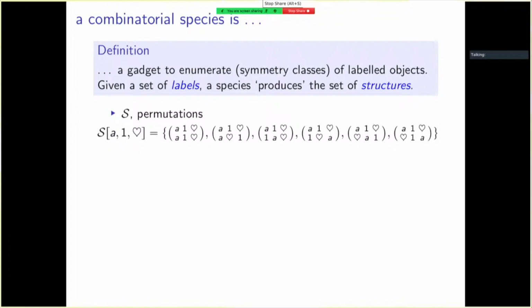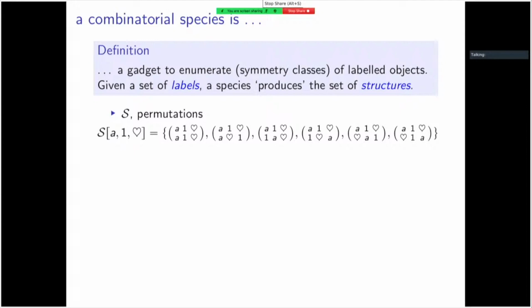So for example, I would like to define a species of permutations. And I should stress names are very important in species. So a lot of the work is finding good names for species. If we would like to have a species of permutations, we feed it 3 labels, A, 1, and heart. And then the output is 6 elements.